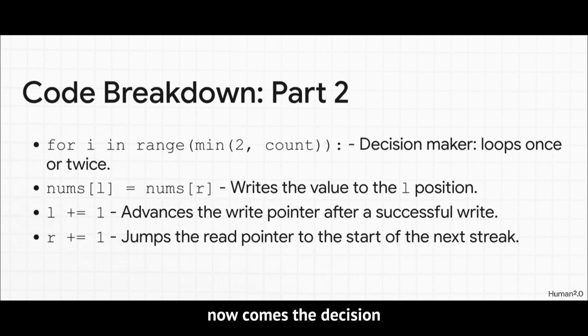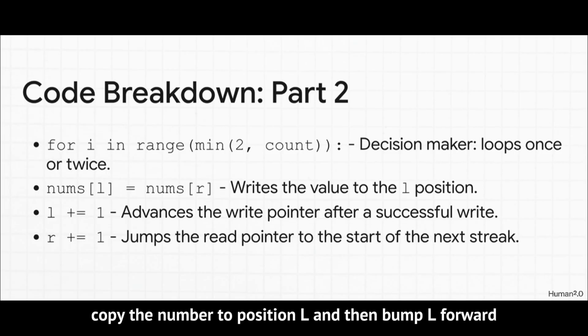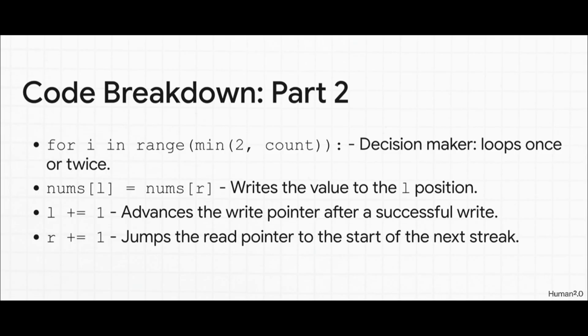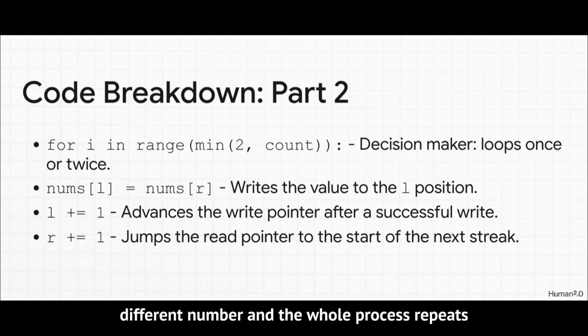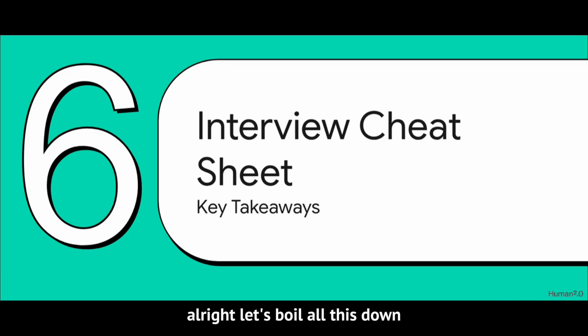Now comes the decision. This little for loop is super clever. It runs min 2, count times. So if we found 4 ones, it runs twice. If we found 1 three, it runs once. Inside that loop, we do the writing. Copy the number to position L, and then bump L forward. After that, R gets nudged one more time to land on the start of the next different number, and the whole process repeats.